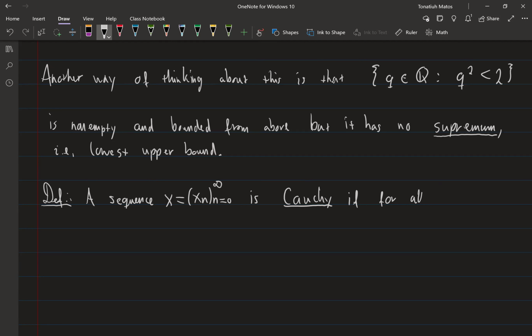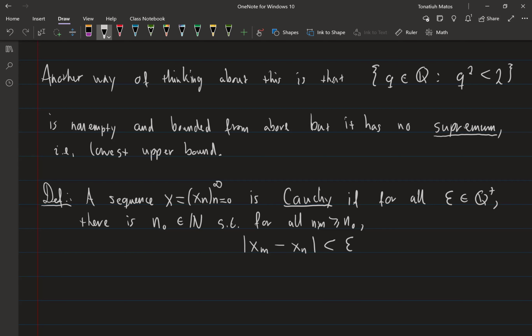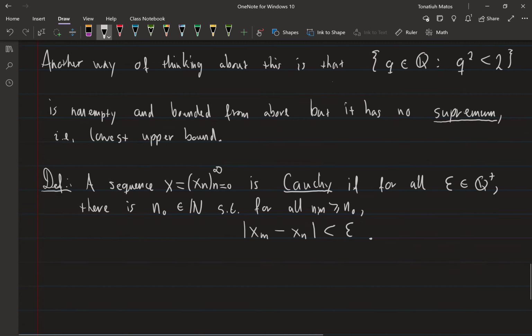For all epsilon positive rational, and we will typically think of this as a very small rational number, there is, and this is, like I said, where the conceptual jump might come into play, right? There is a natural number n0 such that for all, right? So starting with n0, every index bigger than n0 satisfies the following. For all n, m bigger than n0, the distance between xm and xn is bounded by epsilon. So this is what it means to be a Cauchy sequence.